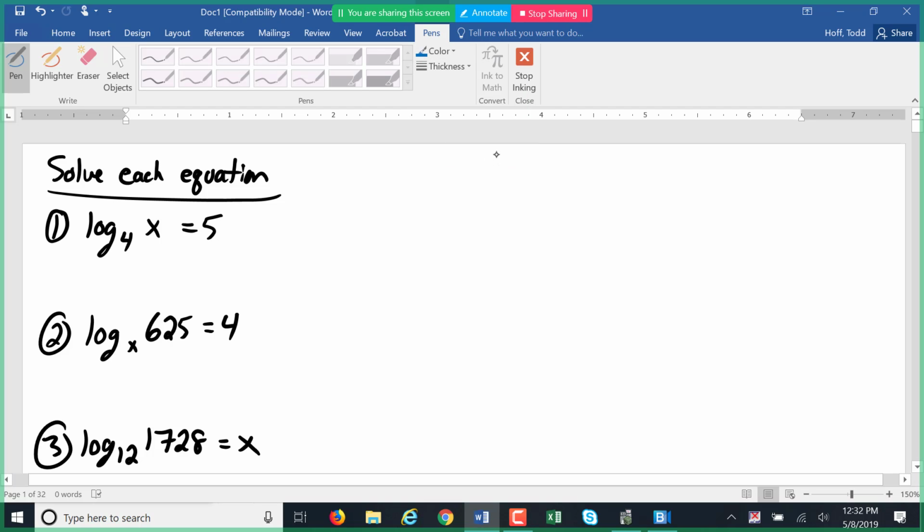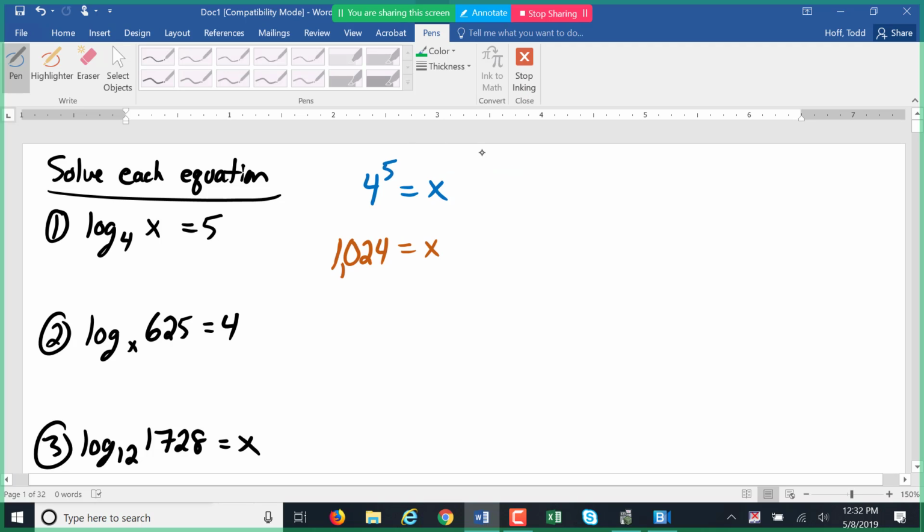So the first one here, log base 4 of x equals 5. What that is saying is 4 to the power of 5 equals x. What does x have to be? 1024. Very good. 4 to the power of 5 is 1024.